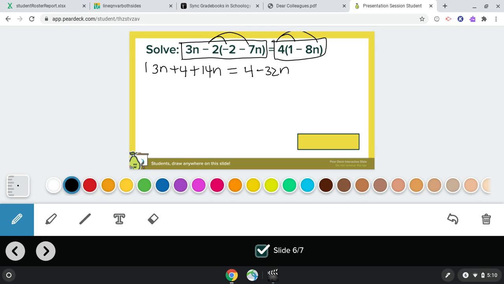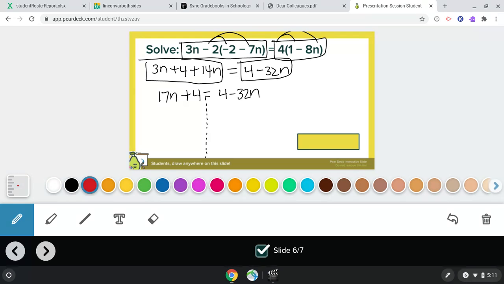I'm going to combine like terms in here. This side doesn't have any like terms to combine. That side is already done. So I have 3n and 14n, that's 17n, and I'll bring this down. Both sides are simplified, so now I can start solving. I have 17n on the left, negative 32n on the right. So I am going to add 32n.